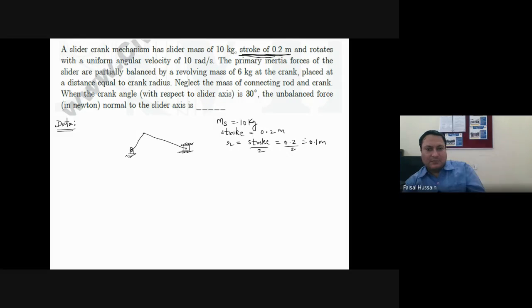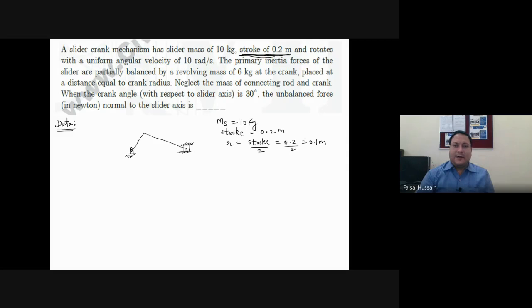Stroke is the maximum and minimum position of the slider, and if I divide it from the center, the radius of the crank is the distance from the center. That will be the stroke on both sides from the origin.